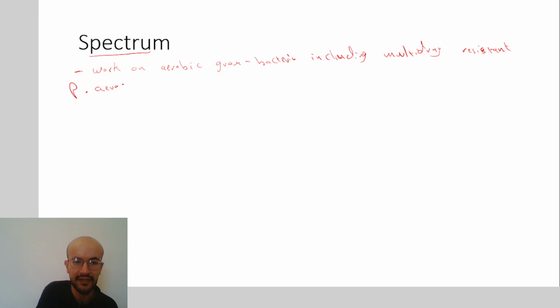Now let's talk about the spectrum of the aminoglycosides. We mentioned before that they work on aerobic gram-negative bacteria, including multi-drug resistant Pseudomonas aeruginosa, Klebsiella pneumoniae, and Enterobacter species.